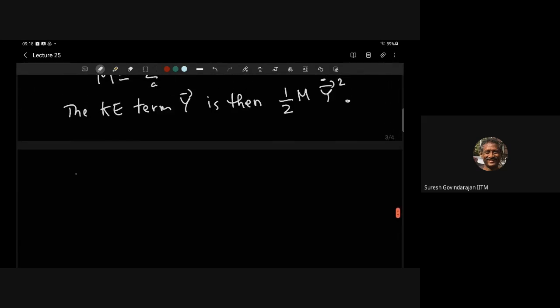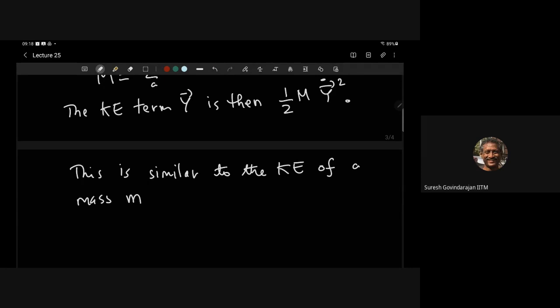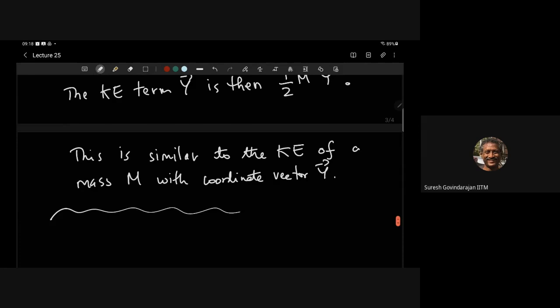Okay, and so is this clear? So this is like, or similar to, the kinetic energy of a mass capital M, okay, with coordinate vector y, right? That's what it looks like. And it completely decouples from the y's. Okay, so that takes care of the choice of why we chose y. Okay, is this clear?